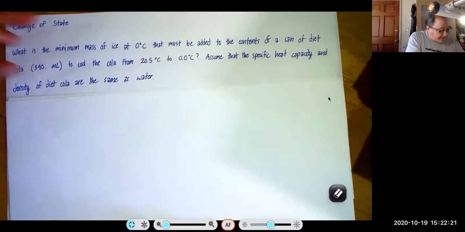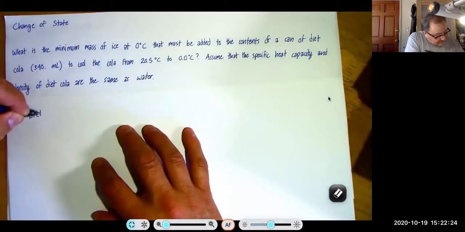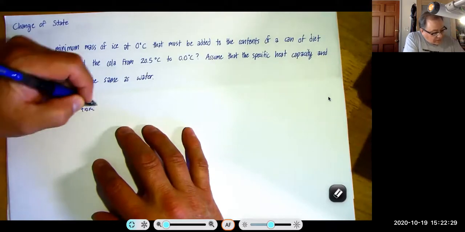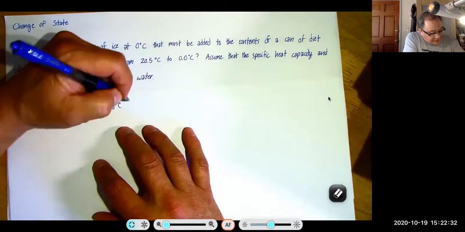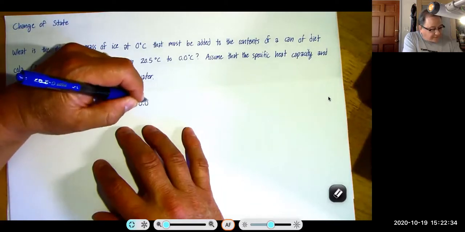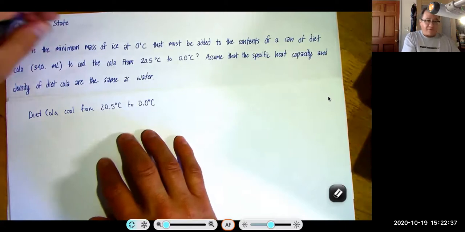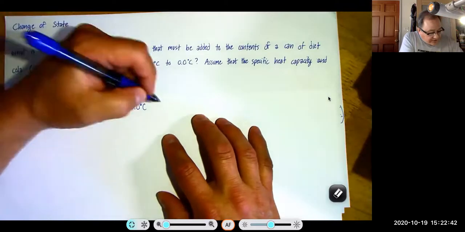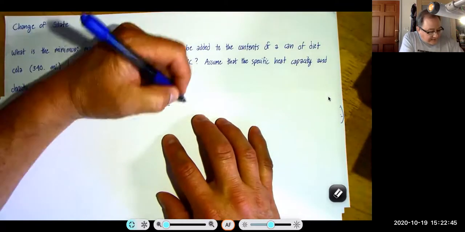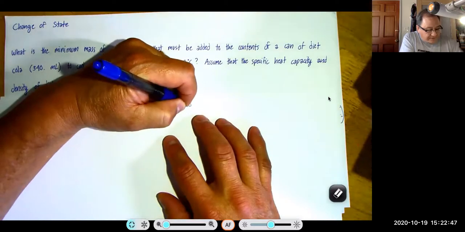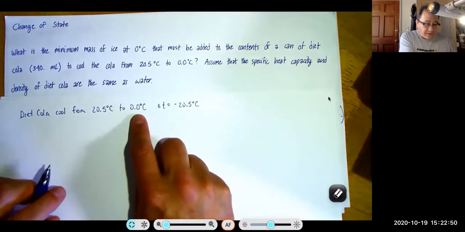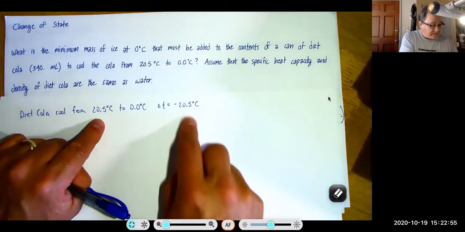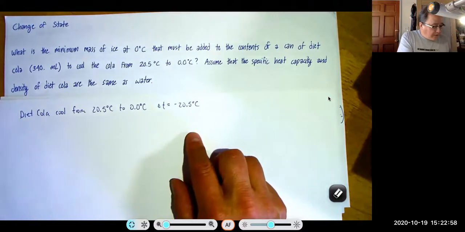So we know that for the Diet Cola, we want to cool from 20.5 degrees Celsius to 0 degrees Celsius. So that means basically cool it as cold as you can get before it starts to freeze. And we know that the change in temp is going to be negative 20.5 degrees Celsius because the final is 0, the initial is 20, so 0 minus 20.5 is negative 20.5. Okay.